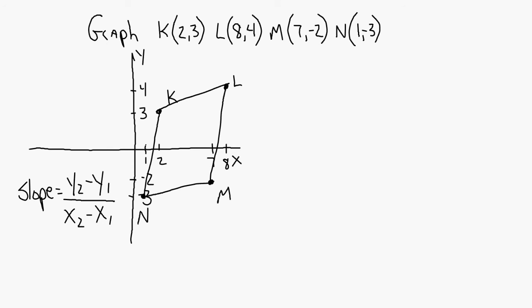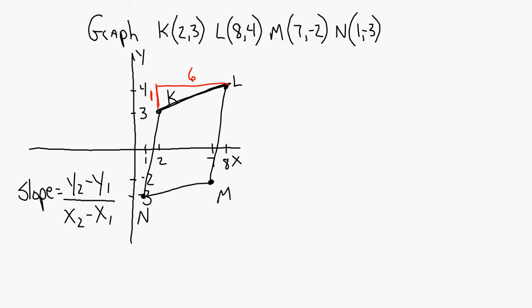So K to L, the slope for K to L. Or do you really need to do all this? Let's look at KL right here, guys. K to L. Slope is rise over run, isn't it? Yeah. Okay. So if we rise and run from K to L, how many do we rise? 1. And how many do we run? On the x, we go from 2 to 8, right? So we go 6. So we rise 1 and we run 6.